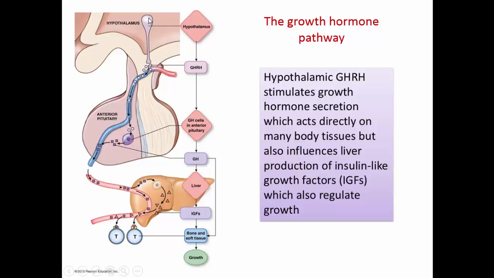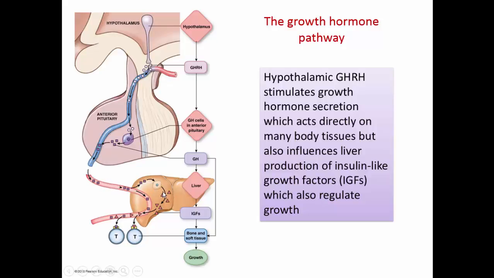So neurons within the hypothalamus secrete growth hormone releasing hormone, shown here. Growth hormone releasing hormone is secreted into the circulation and travels a short distance down to the anterior pituitary gland, where it then causes specialised cells in the anterior pituitary to secrete growth hormone, which then enters the circulation and travels to its target tissues.